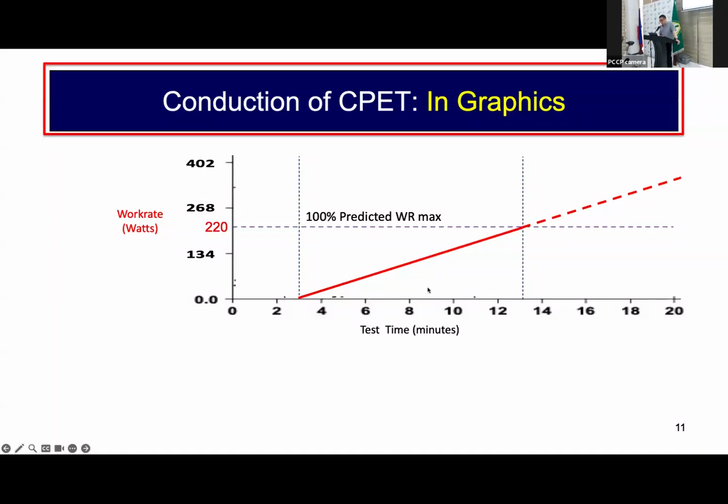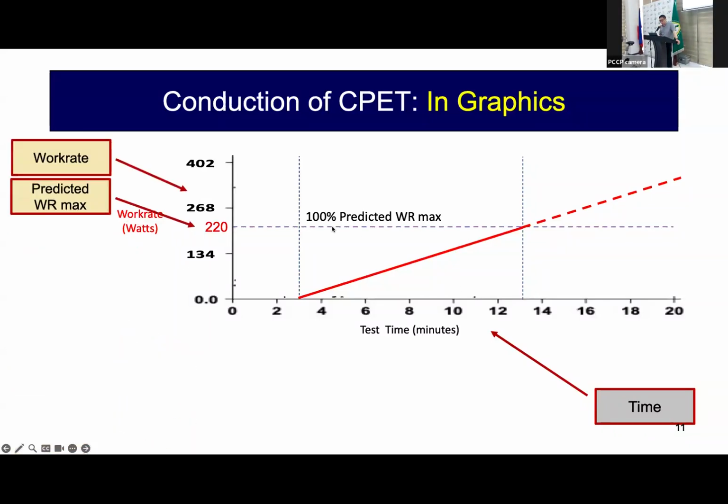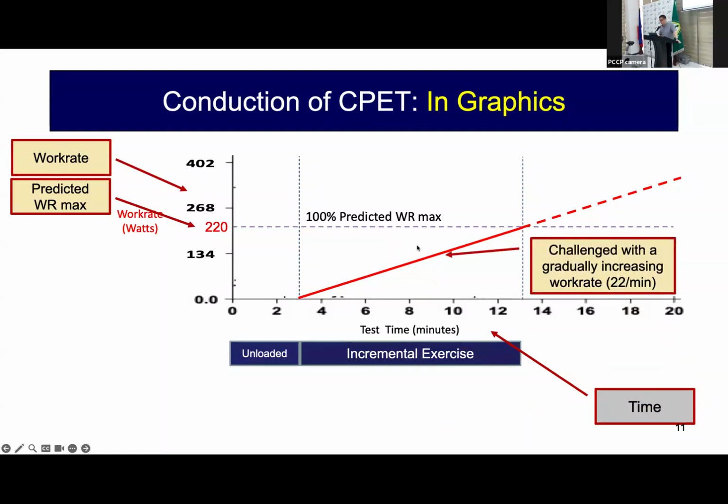Okay, so here are the graphics, which is very important in the interpretation. X is time, Y is work rate. For example, the patient's predicted work rate maximum is 220. So the patient goes into unloaded stage. Then we challenge the patient with an incremental workload. And what's the incremental workload? It's supposed to be 22 watts per minute. So that by 10 minutes, it's 220 watts already.